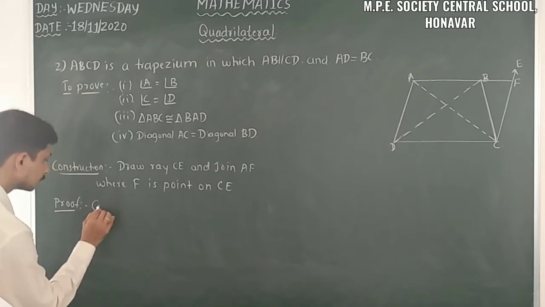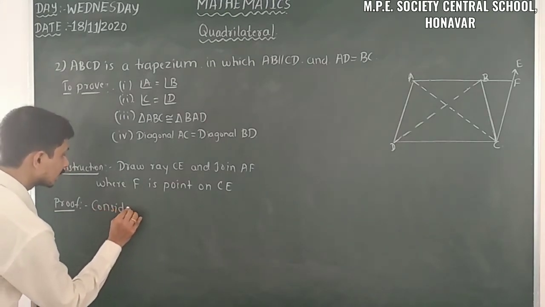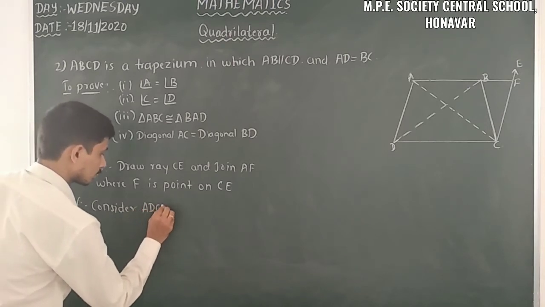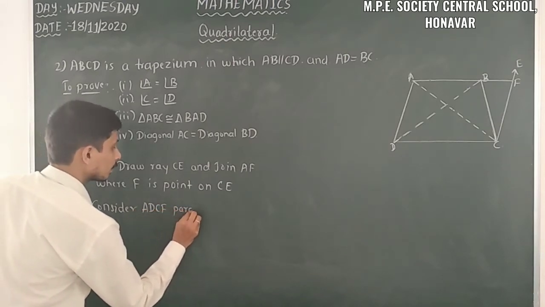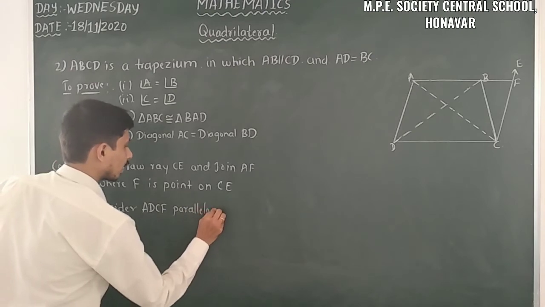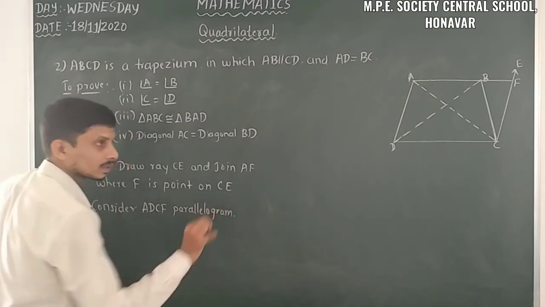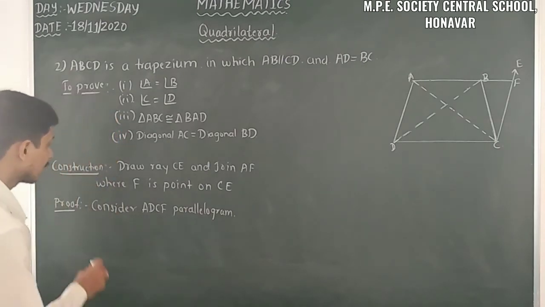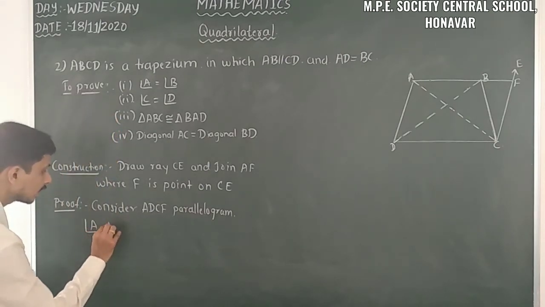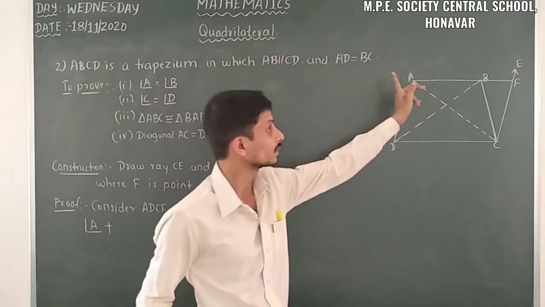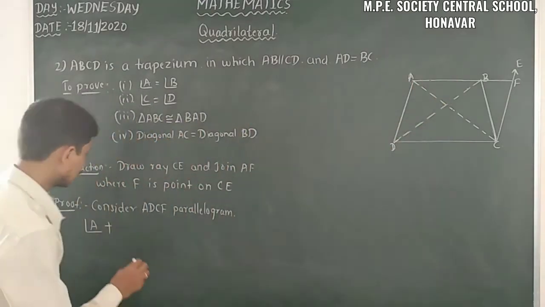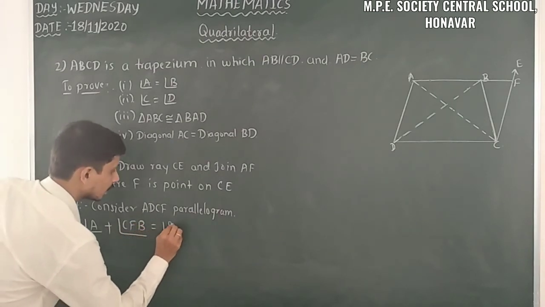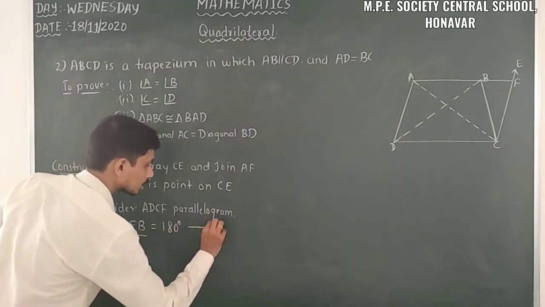So consider parallelogram ADCF. In that, adjacent angles are supplementary, that is angle A, I will take it only as angle A, then angle CFB. Angle A plus angle CFB is equal to 180 degrees. So I will take this as equation number 1.